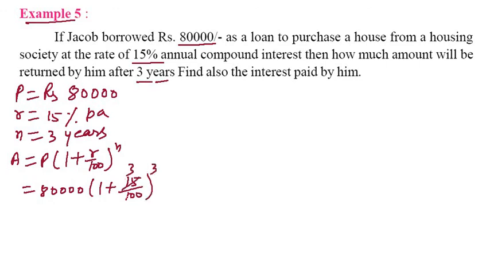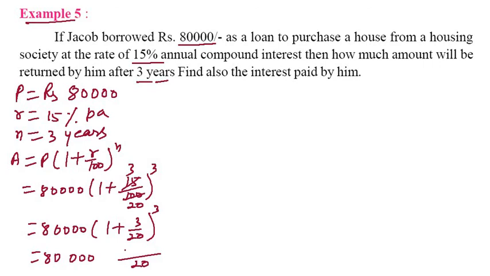So 5 3s are 15 and 5 2s are 10, 5 20s are 100. So that will be 80,000 and here is 1 plus 3 upon 20 and whole power is 3. So that is 80,000 and taking the LCM, it is 20. So 20 plus 3 and whole power is 3. So amount will be equal to 80,000 times (23 upon 20) whole power 3.